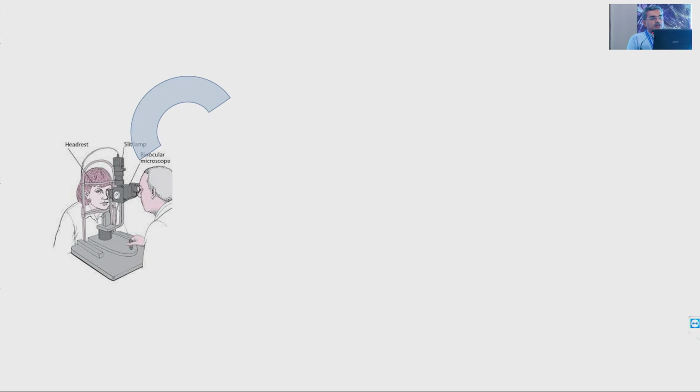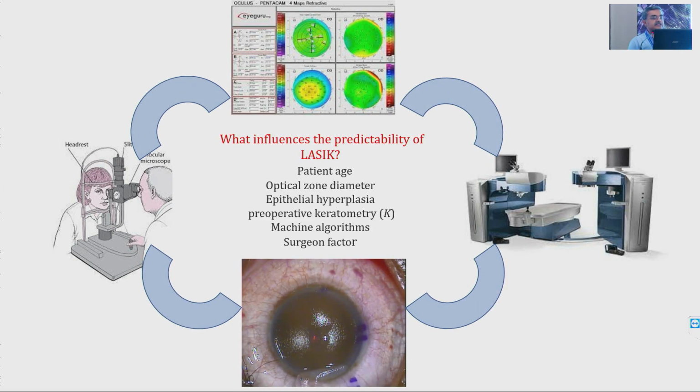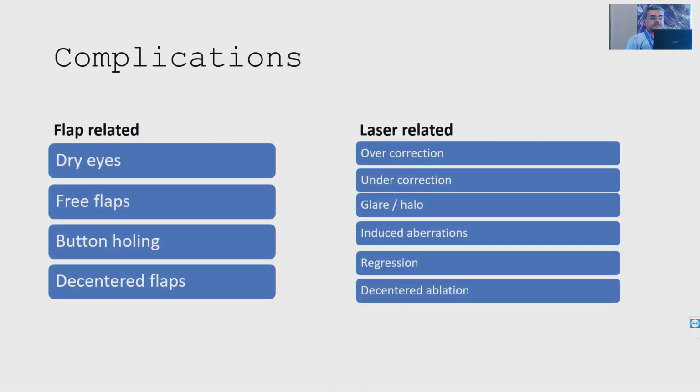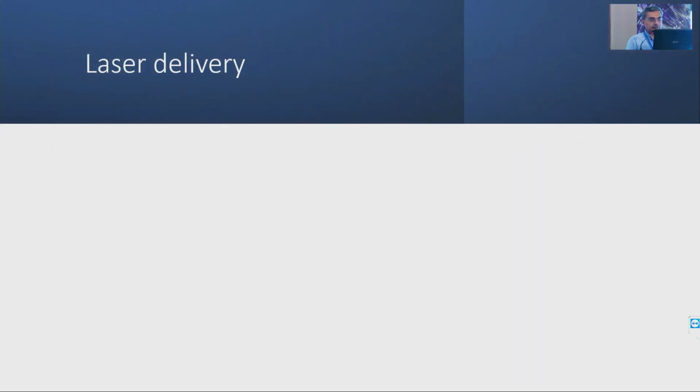So when you talk about the success of the laser or the success of the procedure, there are different aspects in it, like the slit lamp examination, a proper topographic evaluation, the machine-based algorithms, and the surgical factors. And complications can happen at any stage, either during the surgery, flap-related, or laser-related. Here we will concentrate on the laser-related ones. It can be an overcorrection, undercorrection, a glare or a halo, induced aberrations, regressions, or decentered ablations.